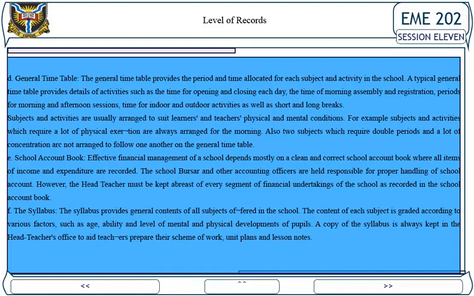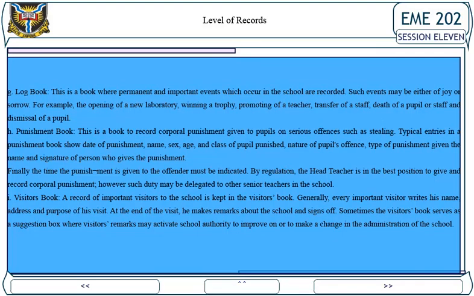E. School account book. Effective financial management of the school depends mostly on a clean and correct school account book, where all items of income and expenditure are recorded. The school bursar and other accounting officers are held responsible for proper handling of the school accounts. However, the head teacher must be kept abreast of every segment of financial undertakings of the school as recorded in the school account book.